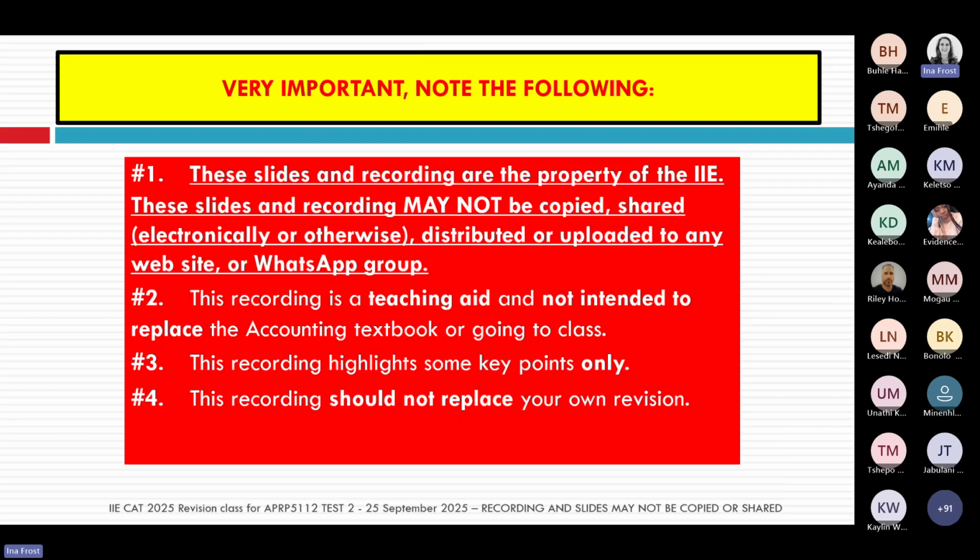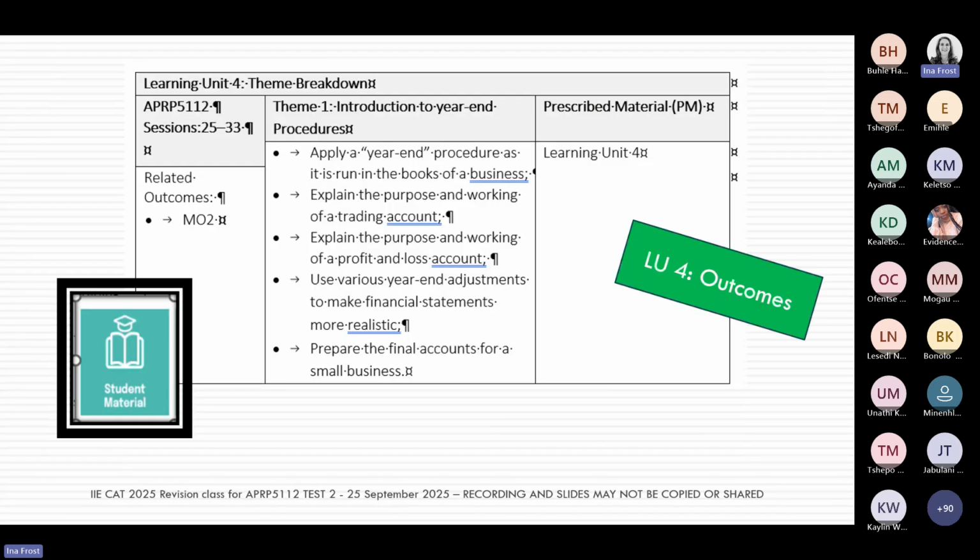I just always have to add in this little reminder. Remember, days like today cannot replace your time with your lecturer in class. It's not intended to replace your textbook or any other resources that have been shared on ARC or anything like this. Days like today and these kinds of sessions are just like the cherry on the cake. They're just a little bit of extra help to get ready for the test.